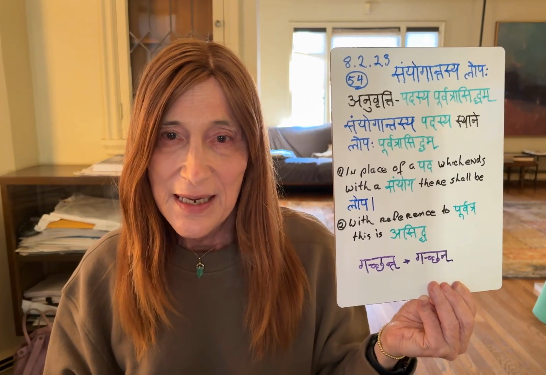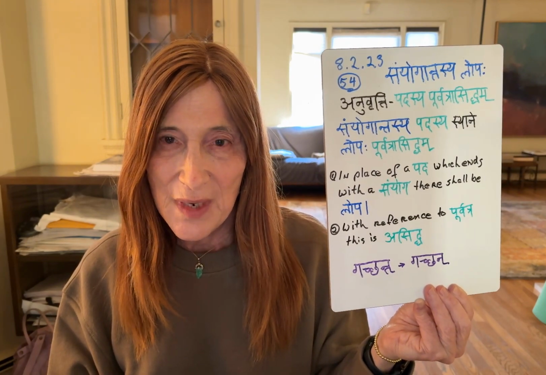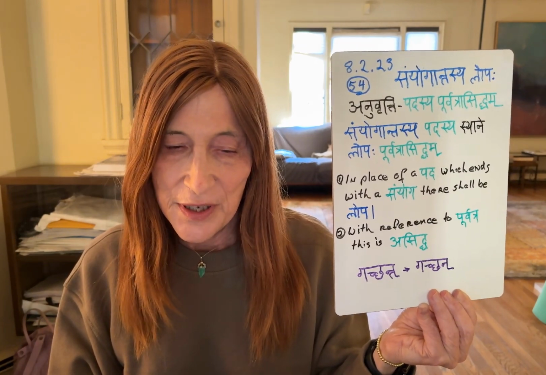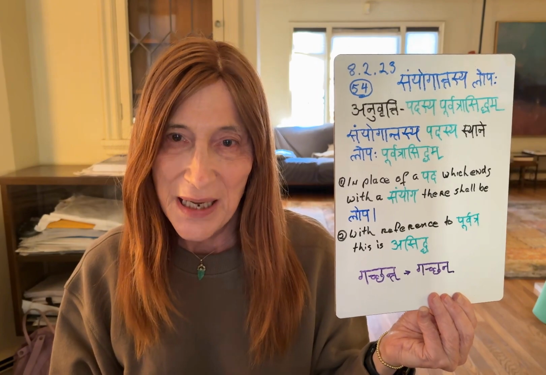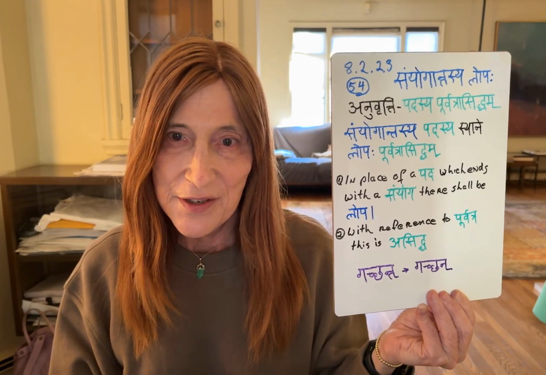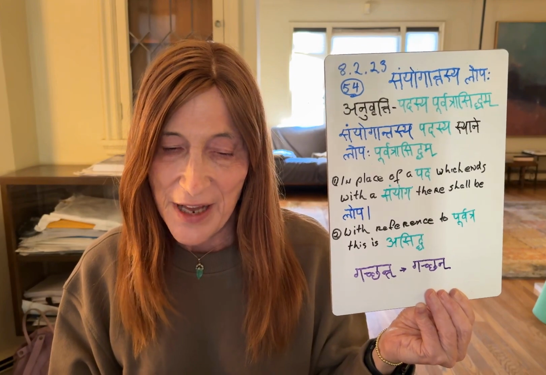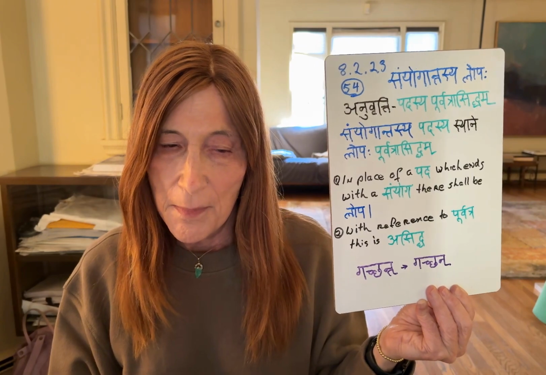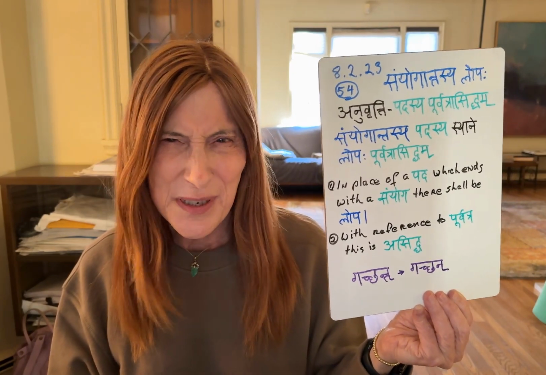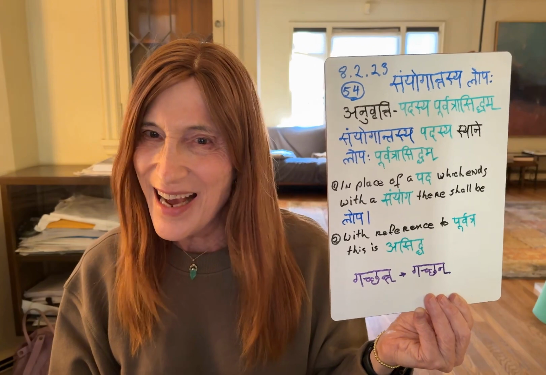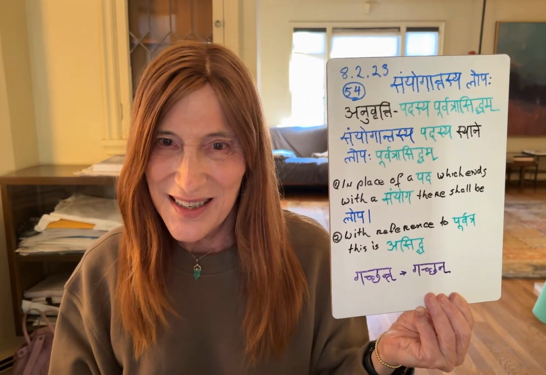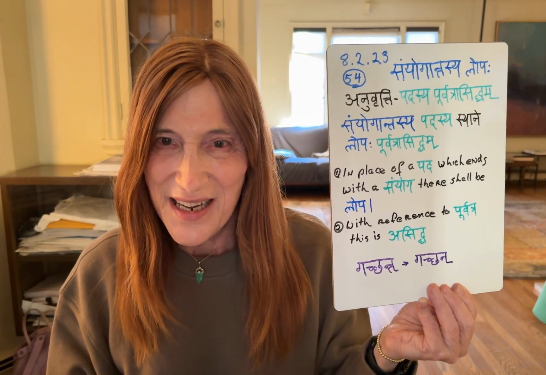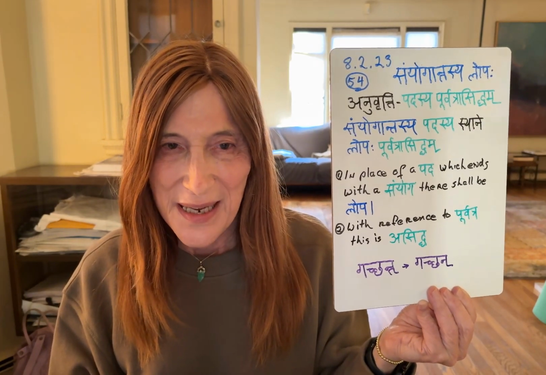So the translation we will say is: in place of a pada which ends with a samyoga, samyoganta pada, samyogantasya padasya sthane, in place of that, there shall be lopa. Now, just thinking about that for a moment, what comes in place of it? I mean, what exactly is replaced? Does it all disappear? Well, no, it doesn't all disappear. And we'll come back to it in a minute a little bit more.